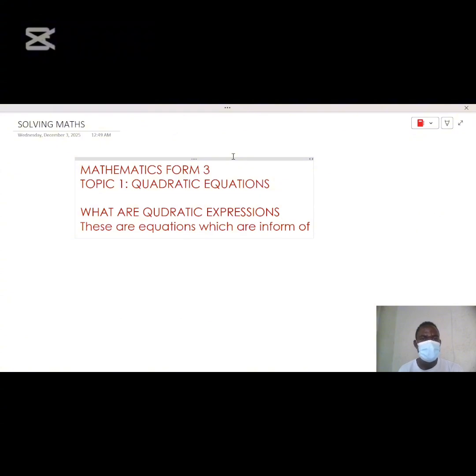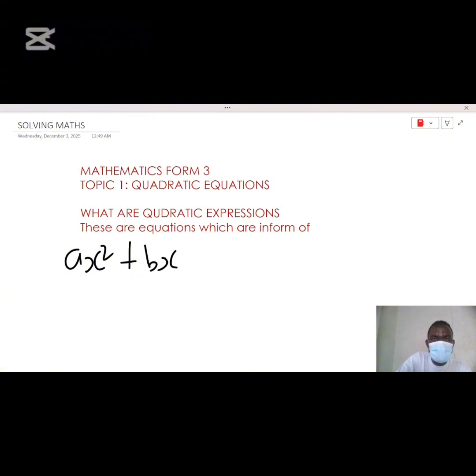Let us now look into the quadratic equations. Before we start the quadratic equations, let us understand what quadratic expressions are. Quadratic expressions are expressions in the form of ax squared plus bx plus c. Any expression in the form ax squared plus bx plus c is taken as a quadratic expression. Now, what are a, b, and c?